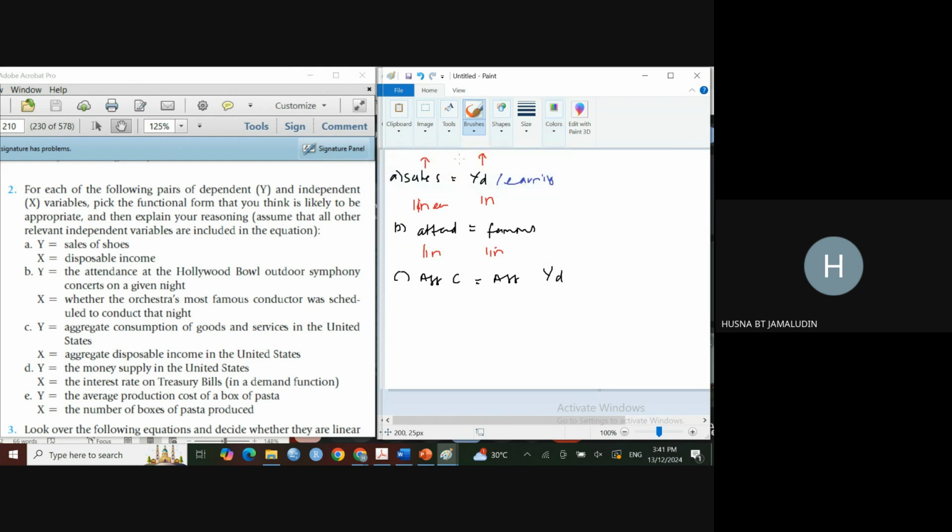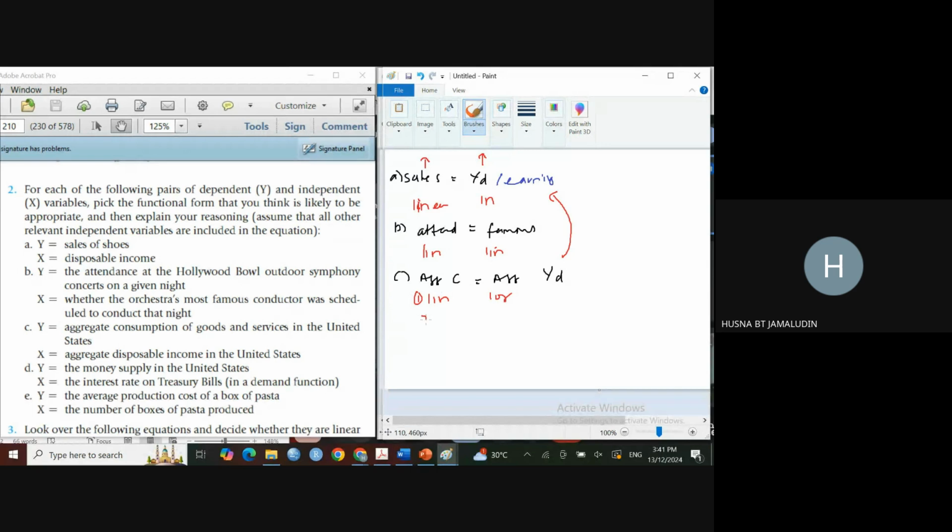Because the answer said so. Is it? You have to make sure that the increase in consumption will not be as much as the increase in income. Therefore, if income increases by a lot, consumption will only increase by a little bit. So that's why we use lin-log. That's good, because it is very similar to the previous one. So you can have lin-log, this is one form.